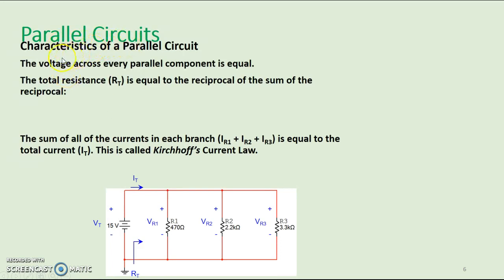Characteristics of parallel circuits are stated as follows. Voltage across every parallel component is equal. Total resistance is equal to the reciprocal of the sum of the reciprocals of the elements, that is, 1 by R is equal to 1 by R1 plus 1 by R2 plus 1 by R3. And the total current is IR1 plus IR2 plus IR3, which is the total current in the parallel branch.